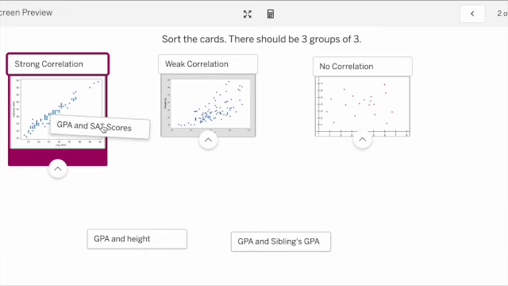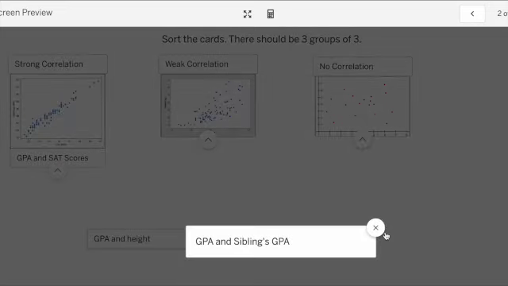The weak correlation would be between the grade point average of a student and their siblings' grade point average. In my experience as a teacher, there have been times where I've taught students that got really good grades. They were excellent students. And then I taught their sibling, and their sibling was exactly the opposite. But more often than not, that's not the case.